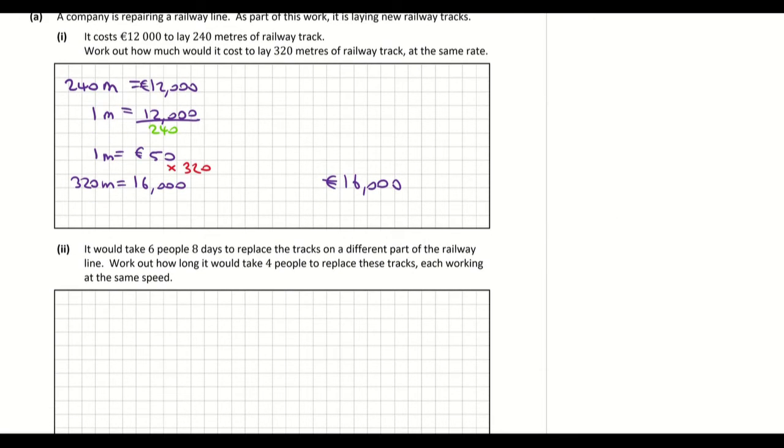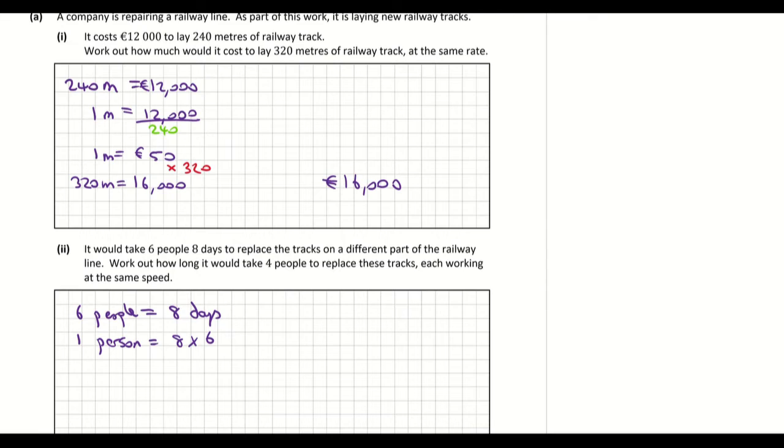Part 2. It would take 6 people 8 days to replace the tracks on a different part of the railway line. Work out how long it would take 4 people to replace these tracks, each working at the same speed. So again, let's set it up algebraically. So 6 people take 8 days. So let's see what one person takes. So one person would take 8 times 6. So they have to do 6 times the amount of work if you're doing it on your own.